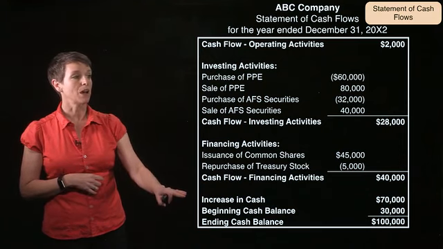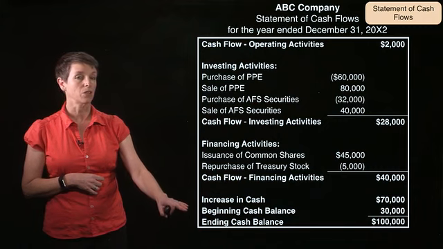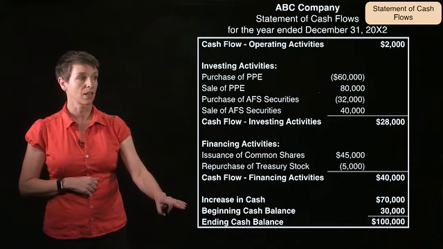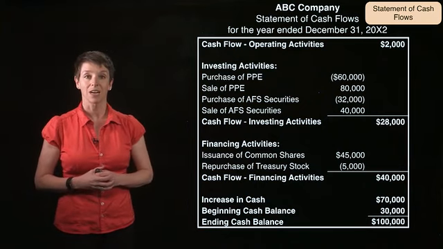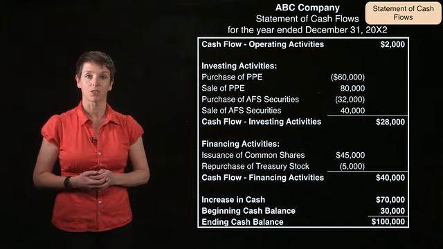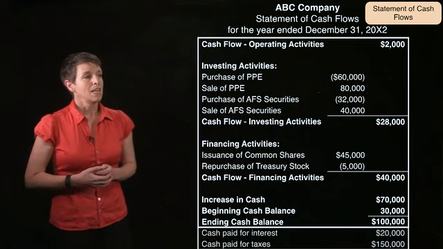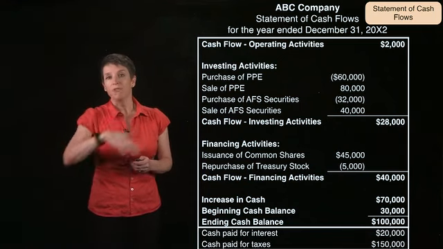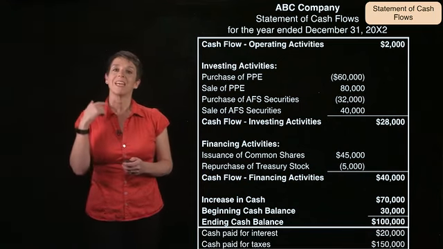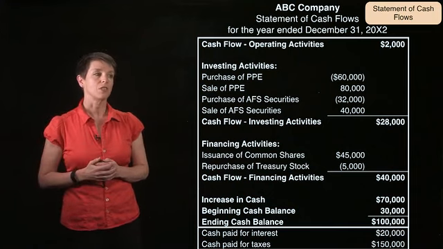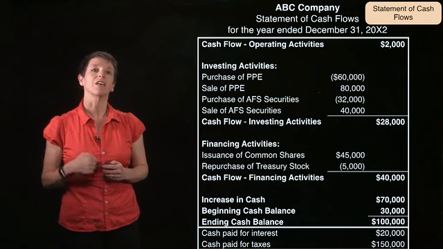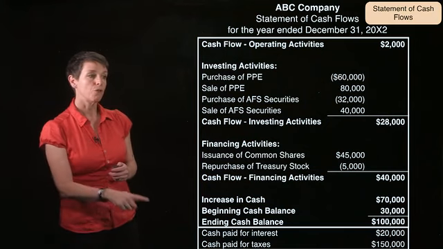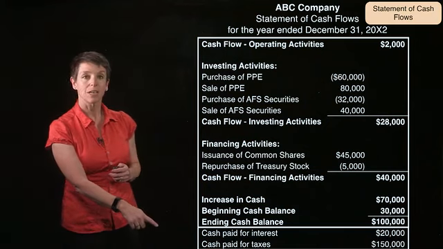We combine that with our beginning cash balance, which you can see on your balance sheet, of $30,000 to give us our final total for ending cash of $100,000. Now that we've seen the full financial statement, remember that if this was prepared using the indirect method for the operating section, we'd have to give that supplemental disclosure for cash paid for interest and taxes.